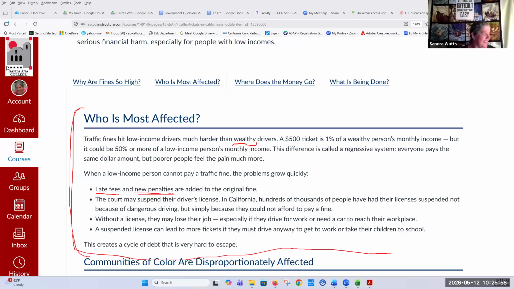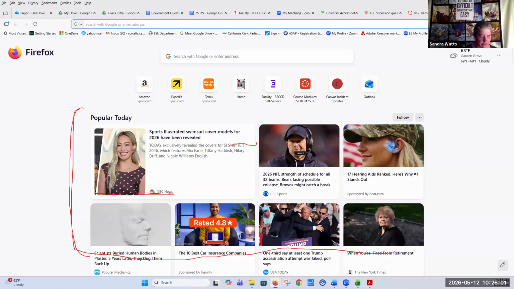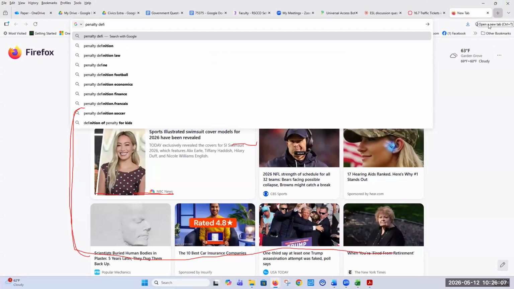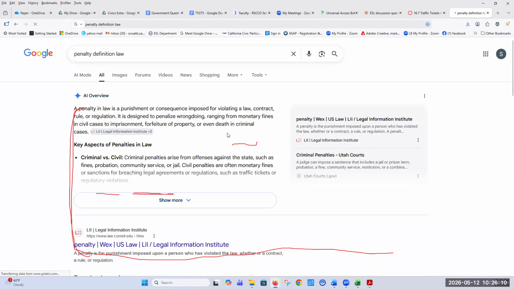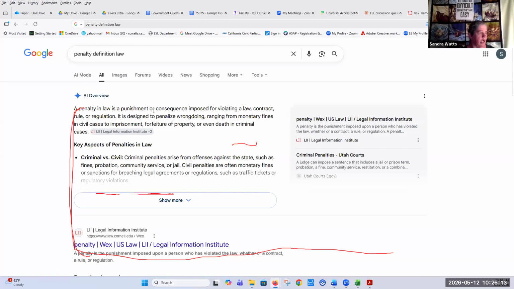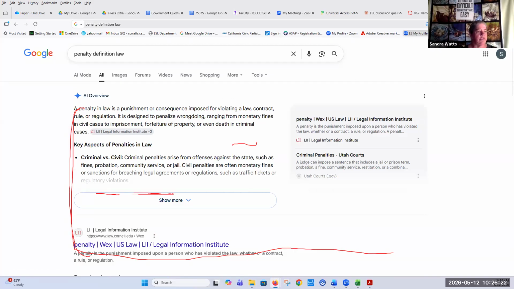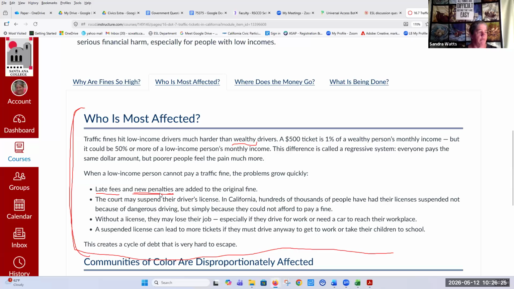Hold on. Let me actually look up the official definition. Okay, a penalty is a punishment or consequence. You remember consequence? For violating a law or contract or rule. So in this case, penalties mean money. If you don't pay that ticket, if you don't pay it on time, they put more and more money on it as a consequence.